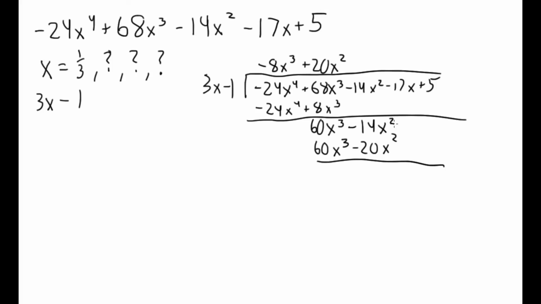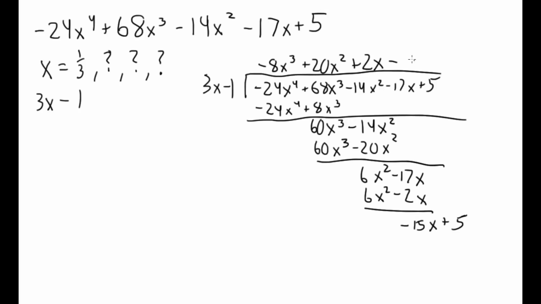Sorry, I forgot to bring down the negative 14x squared there. Okay. 3x into 6x squared is 2x. And we have to bring down that plus 5 somewhere, okay? 3x into negative 15x is negative 5. Let's just finish this one out to prove that we do get 0 as a remainder.